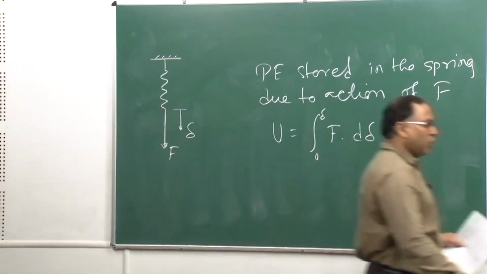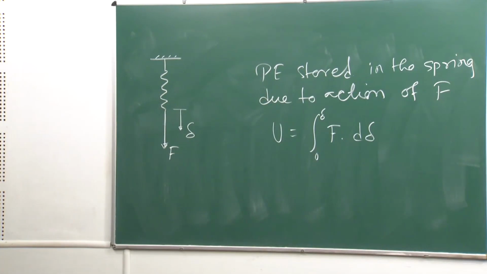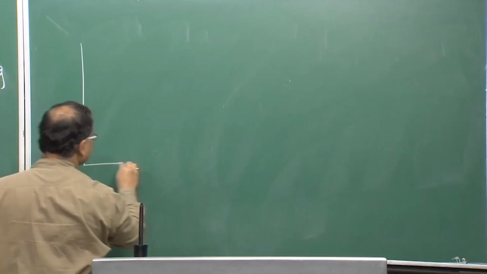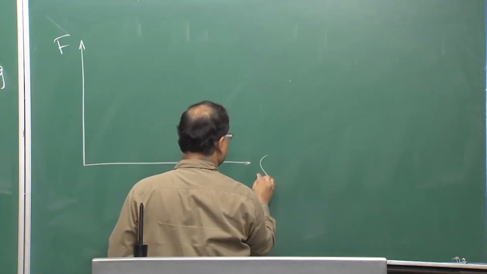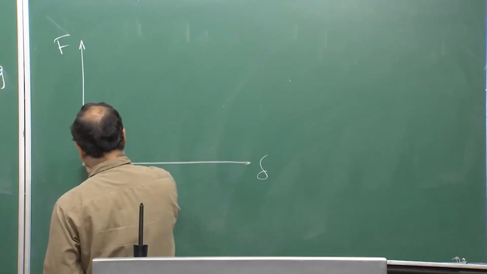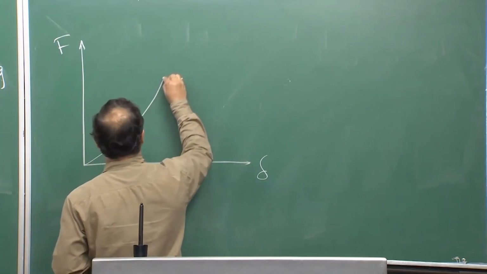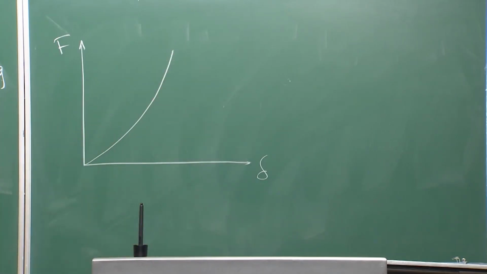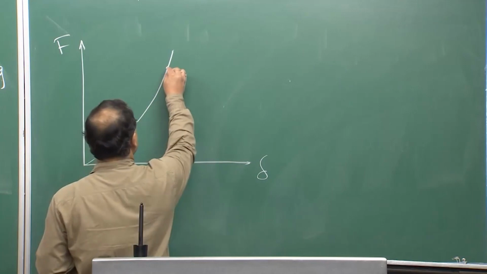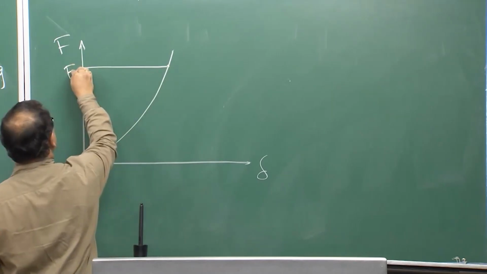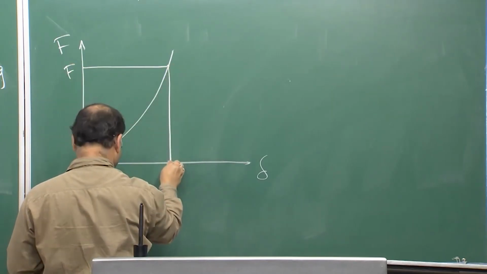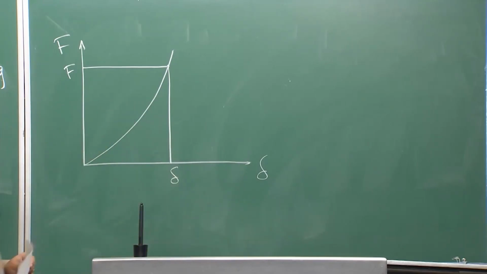So, if you try to draw the force deformation plot, let us draw the force deformation plot. So, this is your force along, say, y axis F and along x axis delta. As we are considering a non-linear thing, this is the force deformation plot. So, your potential energy, suppose this is the force, and this is a final delta.